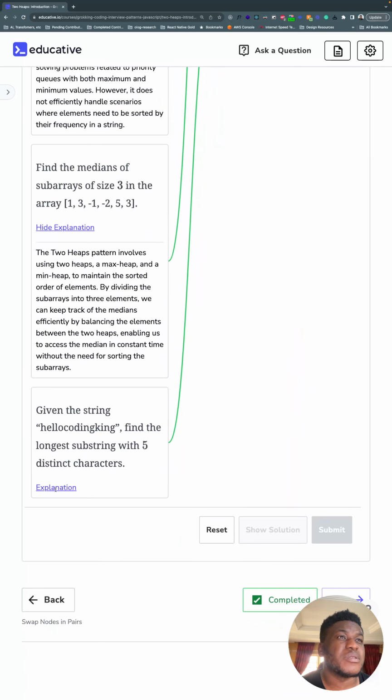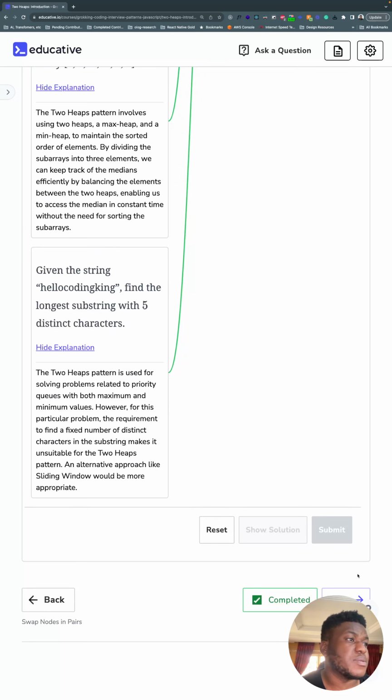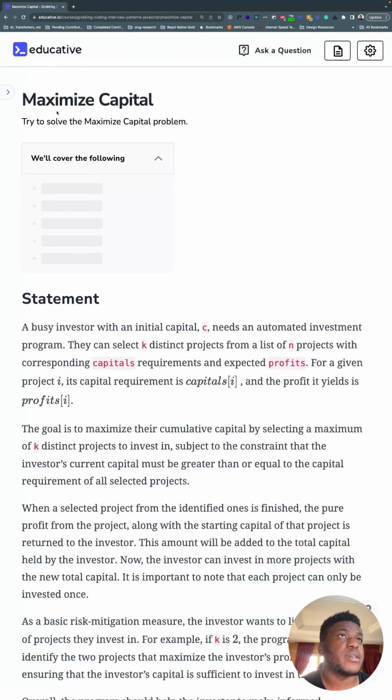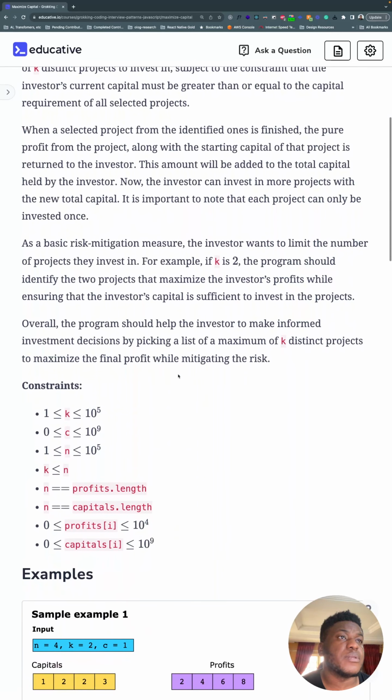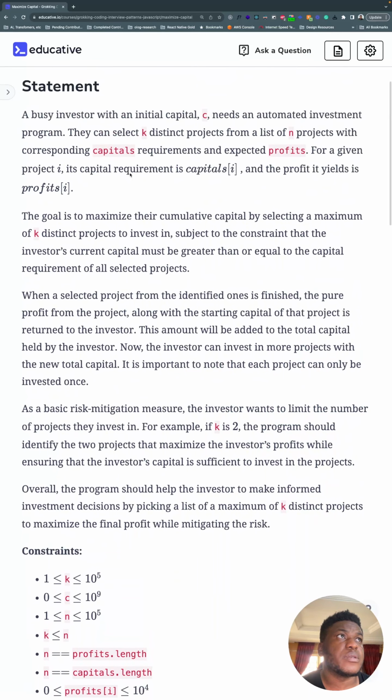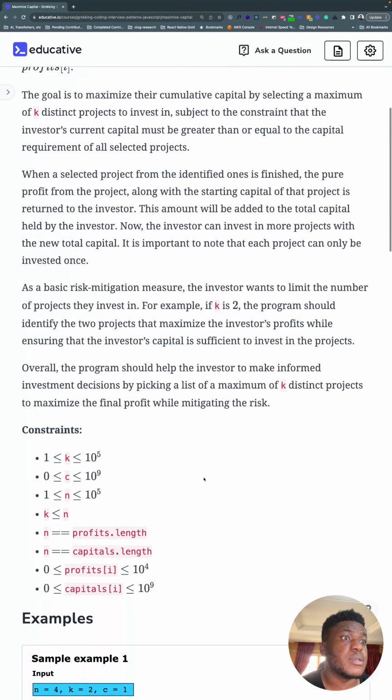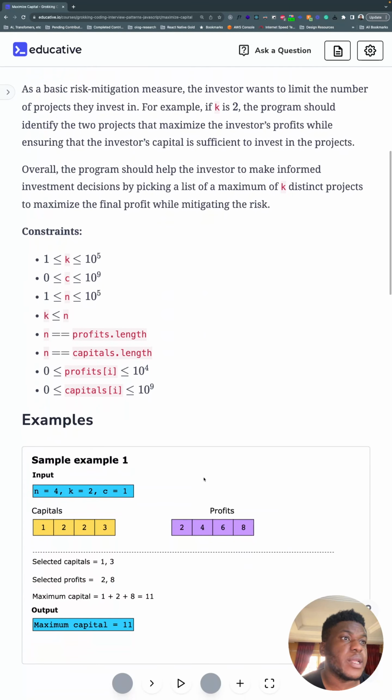Not super important to keep track of, but worth seeing. Let's look at the maximized capital problem. You can read all this large body of text, but the reality is, let's just look at an example.